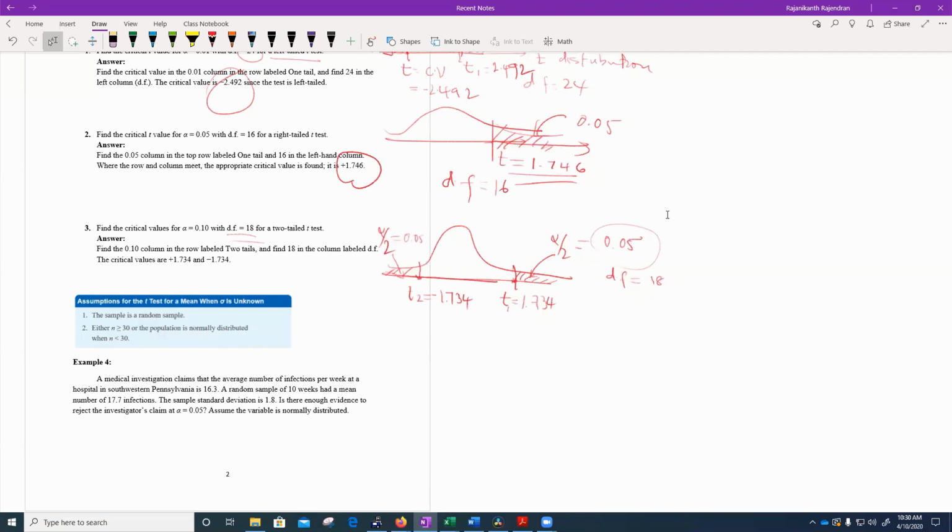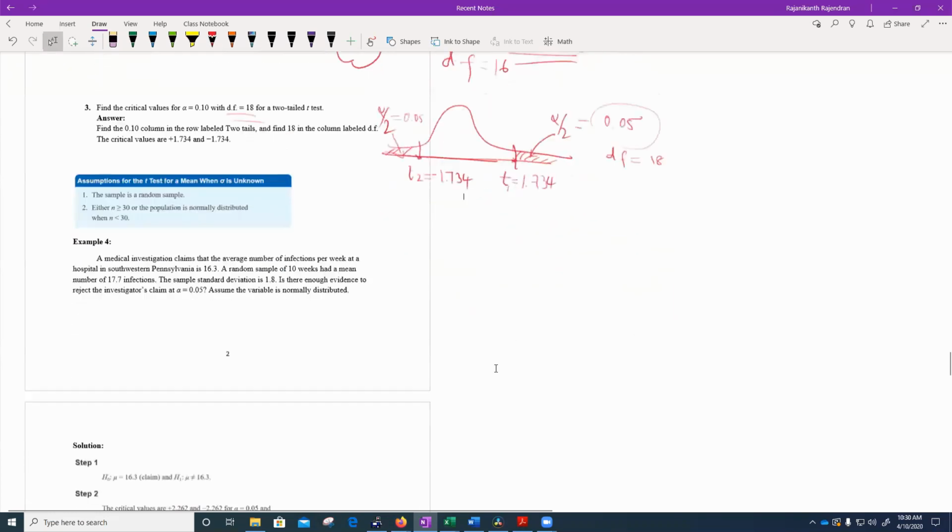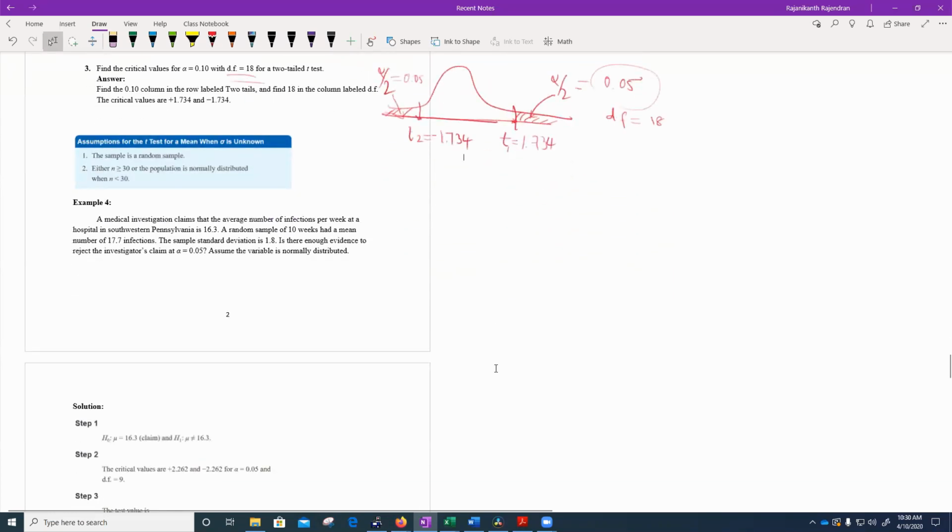Again, we have assumptions like earlier. The sample is a random sample and is bigger than or equal to 30, or it should be less than 30 if it is normal. So the same assumptions we had earlier, right?